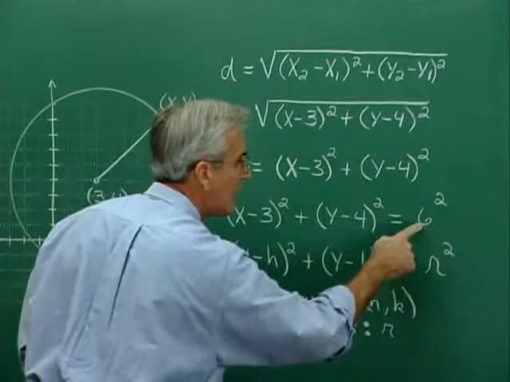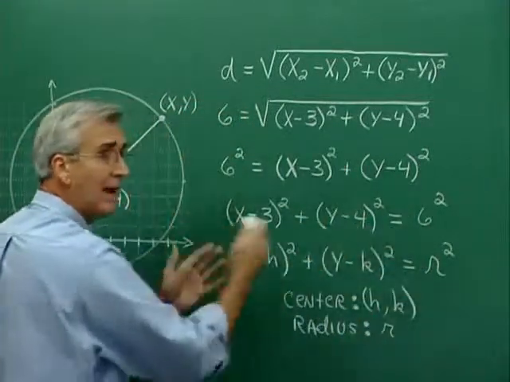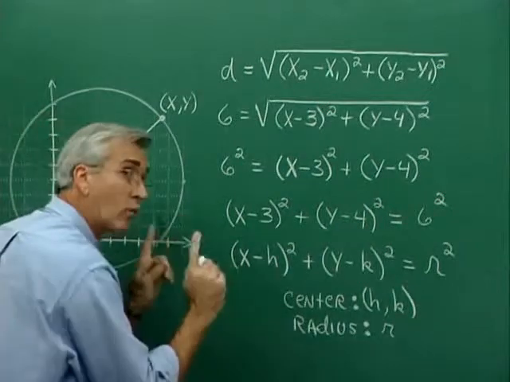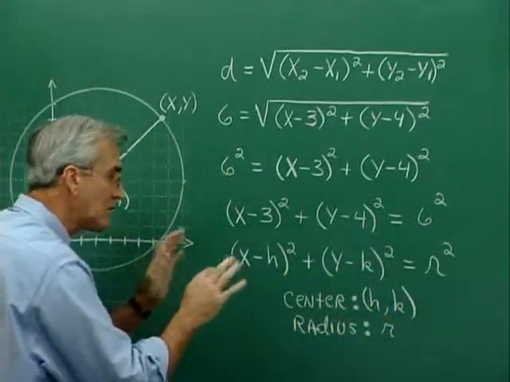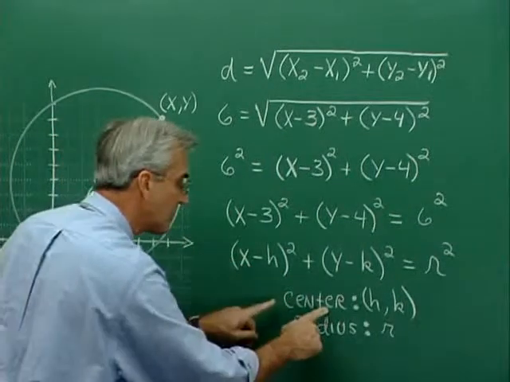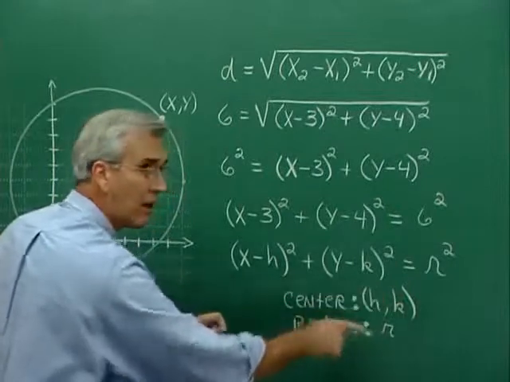And we'll let r stand in for the 6. And now we have a generalized version of what we have up here, and if we can write an equation, or if we can see it in this form, then we can easily identify the position of the center, the coordinates of the center, and they would be h, k, and the radius would be r.